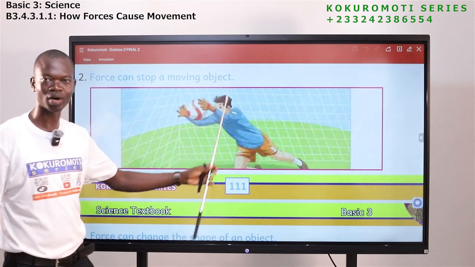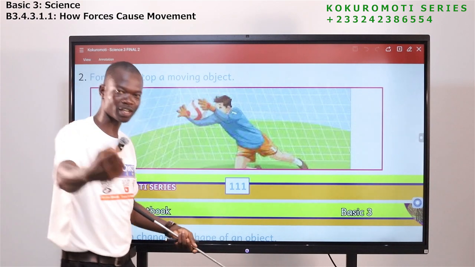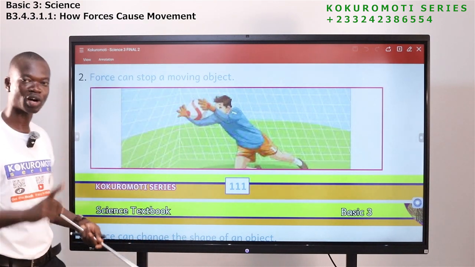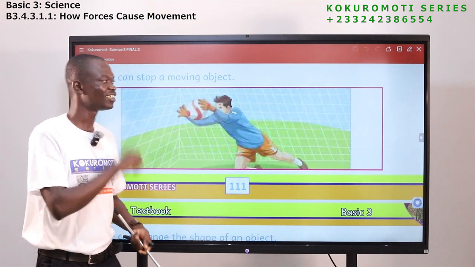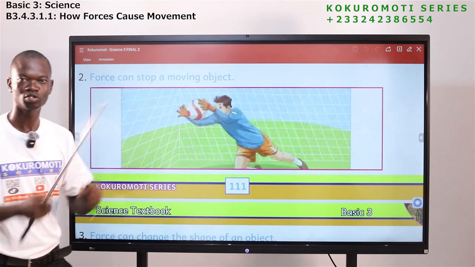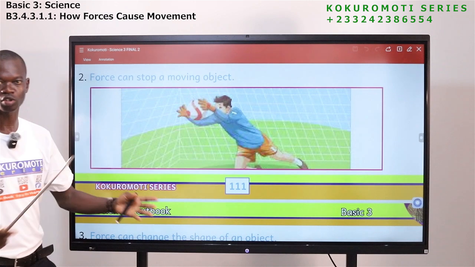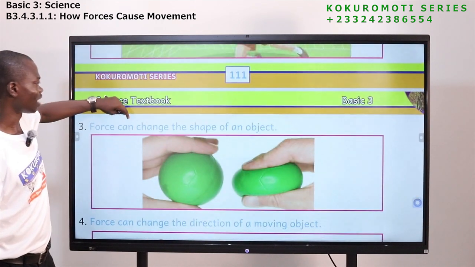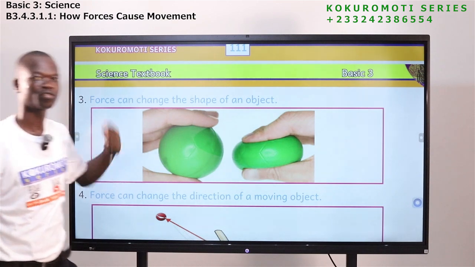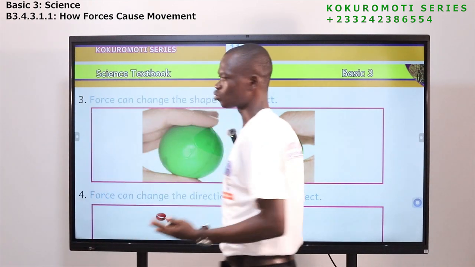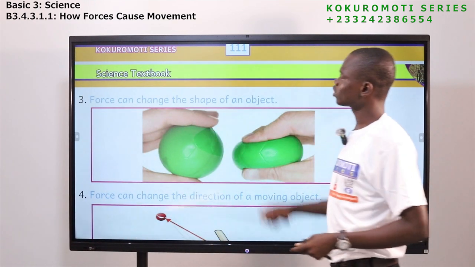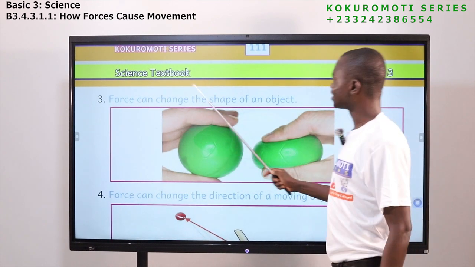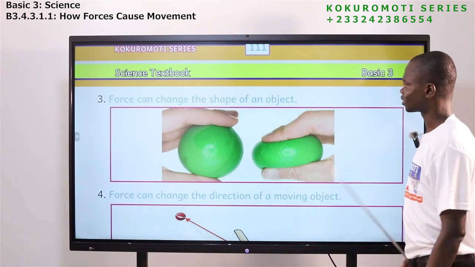So we are saying that force can stop a moving object. The ball is moving towards the net, and the goalkeeper says, no, I will not allow the ball to enter the net. So you apply force to stop the ball. So we use force to stop moving objects. We are looking at effects of forces. Anytime we apply force to an object, what are the effects? The next one, number 3, is that force can change the shape of an object.